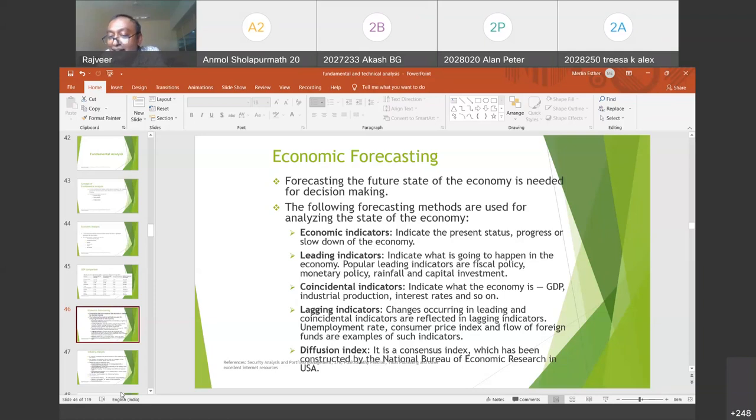So what do leading indicators tell you? They tell you what is going to happen in the economy. Fiscal policy: if my fiscal policy is good, my economy is going to do well in the future. Monetary policy: if my monetary policy is good and I keep inflation under control, then my economy is going to do well. So it tells you what's happening in the economy. Rainfall. How is rainfall a leading indicator?